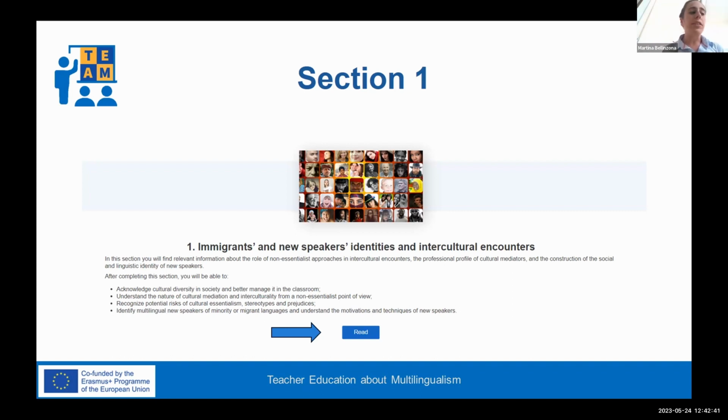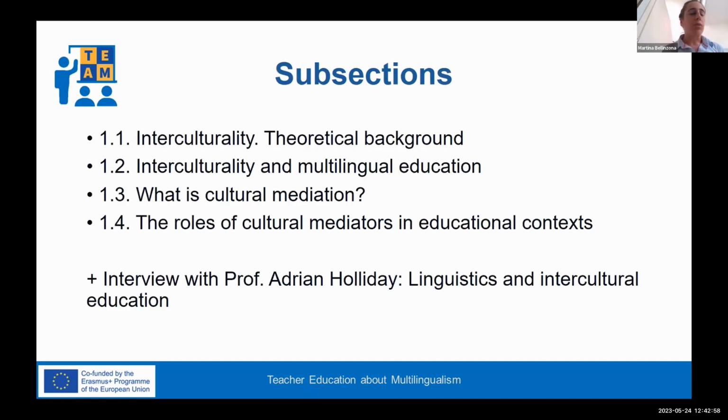They will also understand the nature of cultural mediation and interculturality from a non-essentialist point of view. And finally, recognize potential risks of cultural essentialisms, stereotypes, and prejudices. And well, to achieve these objectives, it was deemed appropriate to divide the section into 4 parts.